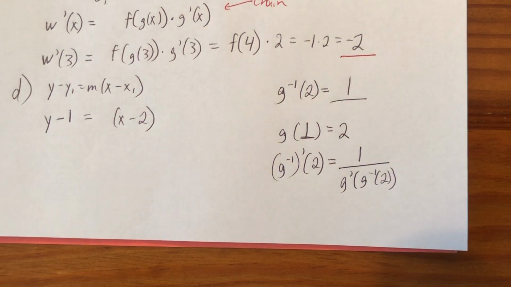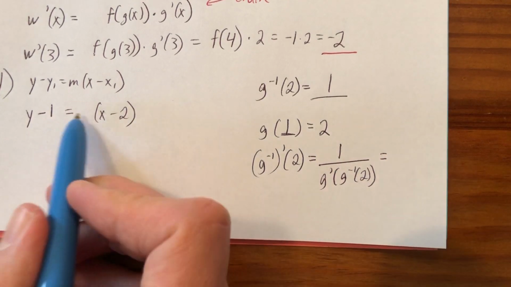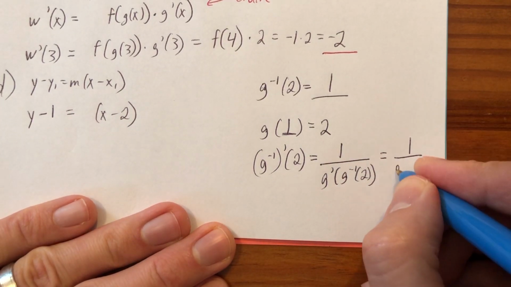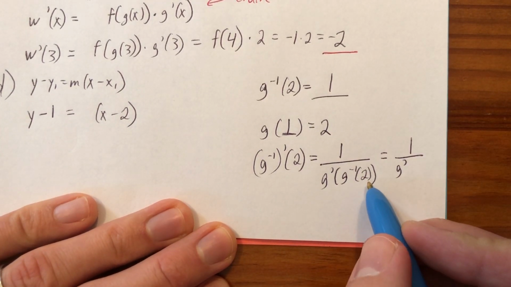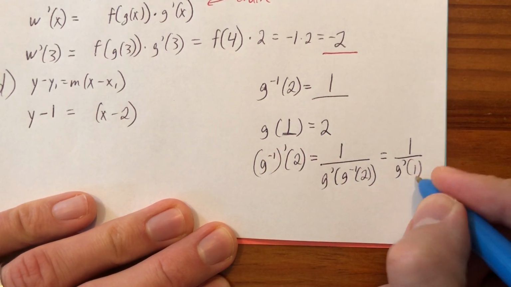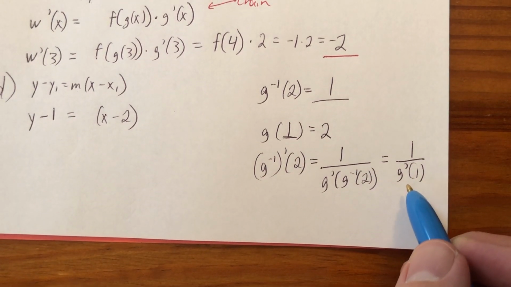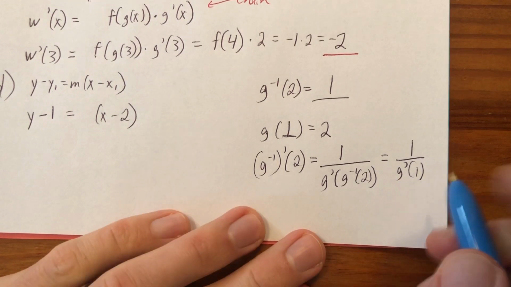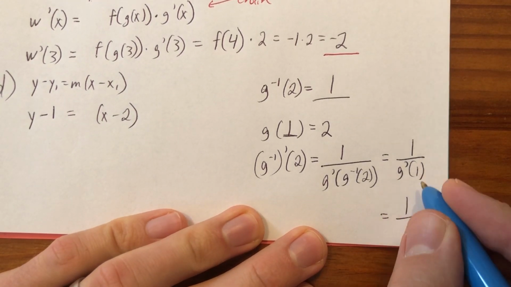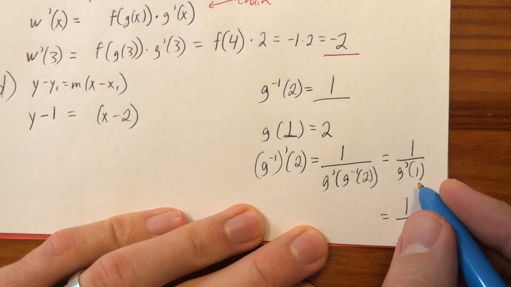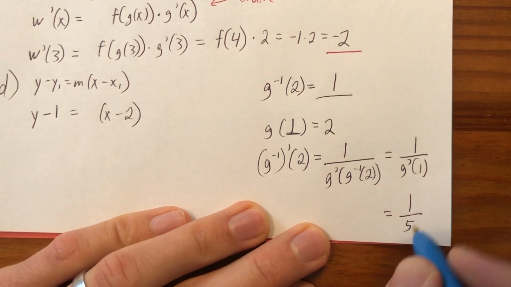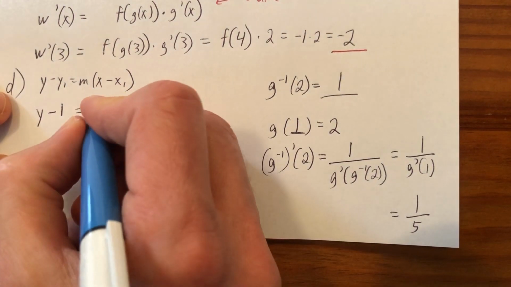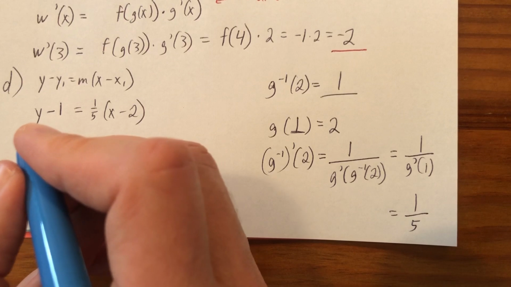Now let's work our way out of this thing. I'm about to find the slope. It's going to go right there. 1 over g prime of, well, g inverse of 2. Lucky me, I know it. And now I need to know what g prime of 1 is. G prime of 1 is 5. So I found my slope, and it was 1/5.